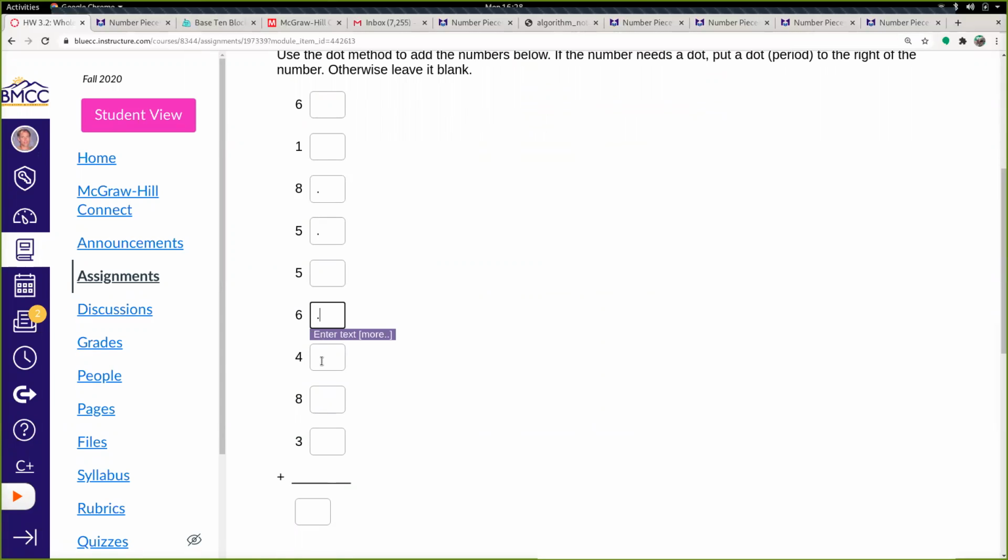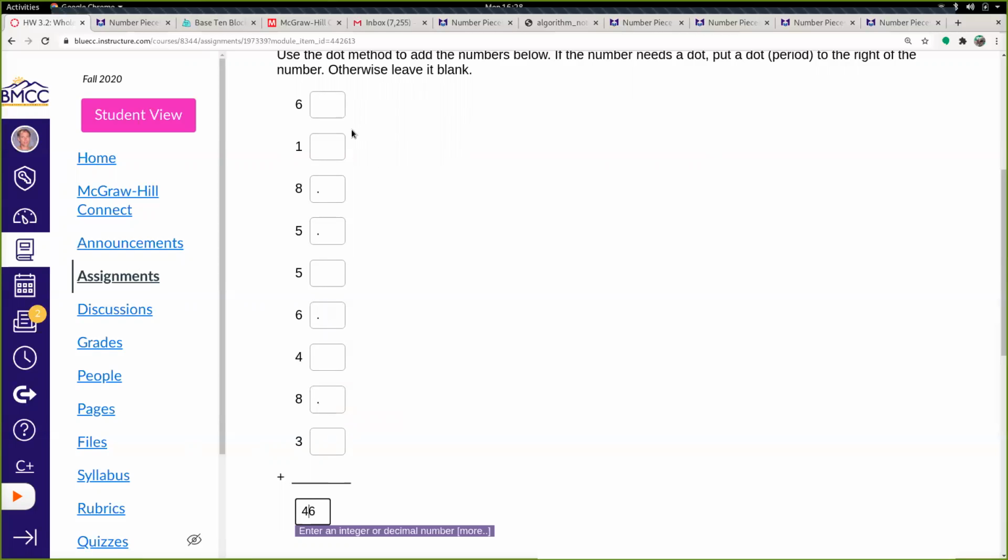1 and 4 is 5. 5 and 8 is 13. Put a dot, keep the 3 in your head. 3 and 3 is 6. No dot because I didn't make a 10. I put the 6 ones down here. And then the dots tell me how many 10s there are. So I have 1, 2, 3, 4. So this must be 46.